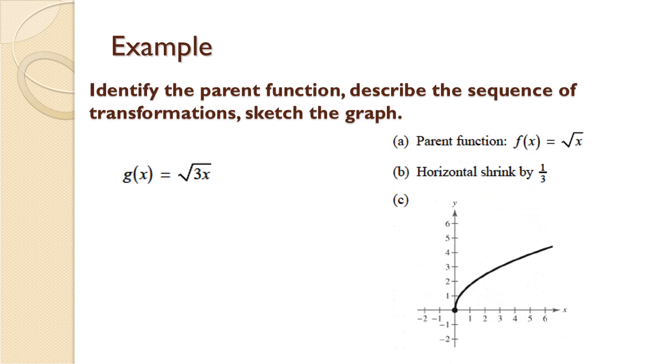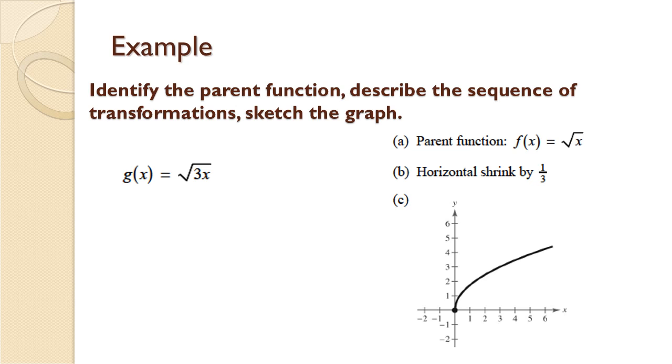Our parent function is the square root function. The 3 in front of the x indicates a horizontal shrink by a factor of 1/3. Whenever the number is being multiplied directly to the x, it indicates a horizontal dilation. And again, it works backwards.